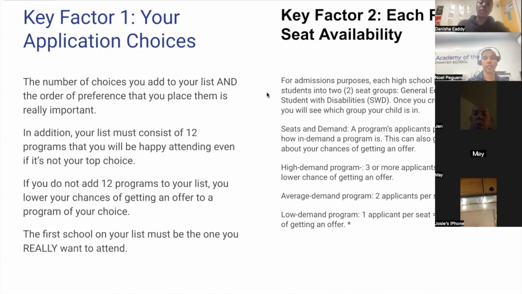The next thing to keep in mind is the program seat availability. When it comes to seats and the demand, each program shows you how many applicants are applying for that one seat, and it will show you how in demand that program is. So if you have 3 or more applicants for one seat, that tells you that that program is high demand, which means there's a lower chance of you getting an offer into that program.